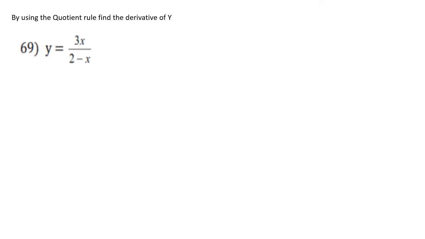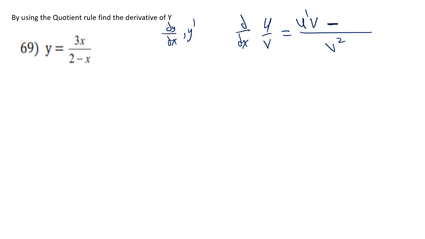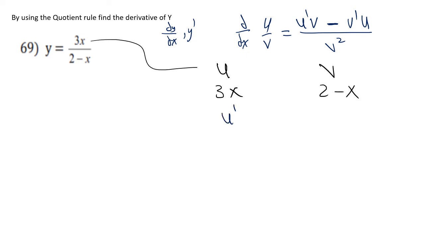By using the quotient rule, find the derivative of y. The derivative of y, which is dy by dx or y prime. In case I have a quotient, a division, I'm going to apply the quotient rule, which is the square of the denominator and the derivative of the numerator multiplied by the denominator minus the derivative of the denominator multiplied by the numerator. We assume that u is 3x and v is 2 minus x. So u prime is 3 and v prime is negative 1.